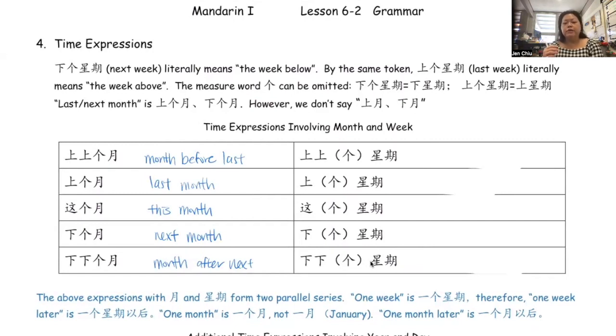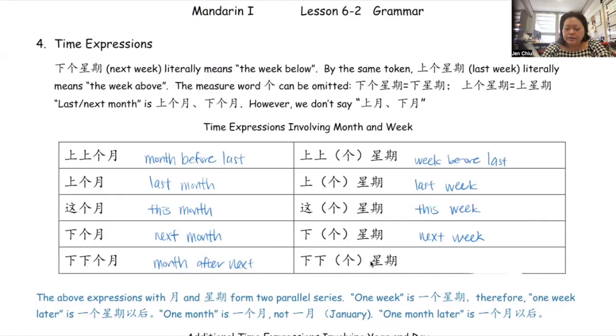That's why you see it in parentheses. Again, we start with this week. 这个礼拜, 这个星期, this week. With respect to this, 上个星期 or 上星期 will be last week. Next week, 下个星期, will be next week. The week before last will be 上个星期, and 下个星期 will be the week after the next. All right.